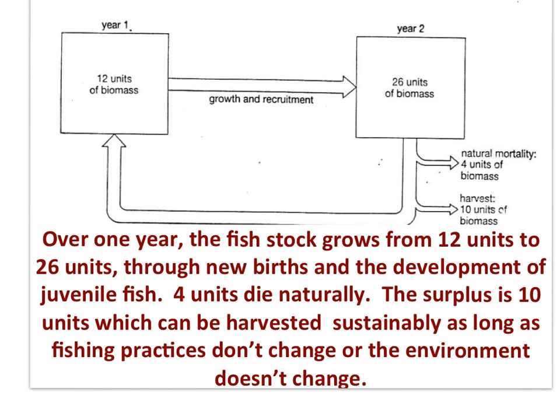Here's an example of sustainable fish harvesting. Over 1 year, the fish stock grows from 12 units of biomass to 26 units of biomass through new births and the development of juvenile fish. These are the inputs. 4 units die naturally. This is an output. And the surplus is 10 units, and that can be harvested sustainably. This is another output. 12 units remain in the stock where the annual process of growth and harvest continue in a sustainable manner. As long as fishing practices don't change or the environment doesn't change, the harvest of 10 units of fish can be sustainable.